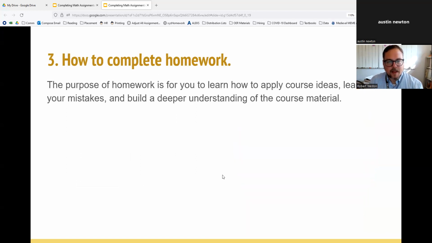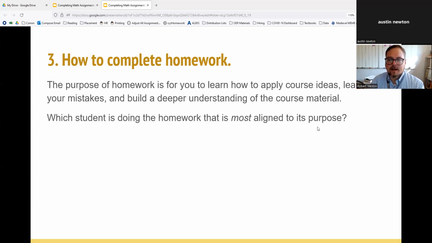Okay. So then, how to complete homework. Let me go with a very basic, very general idea, but most faculty would probably agree with some part of this: the purpose of homework is for you to learn how to apply course ideas, learn from your mistakes, and build a deeper understanding of the course material. So hopefully you're attempting homework after maybe an in-class activity and reading, or after a lecture and some other component there. The whole point of homework is that you're actively applying what you've been learning.